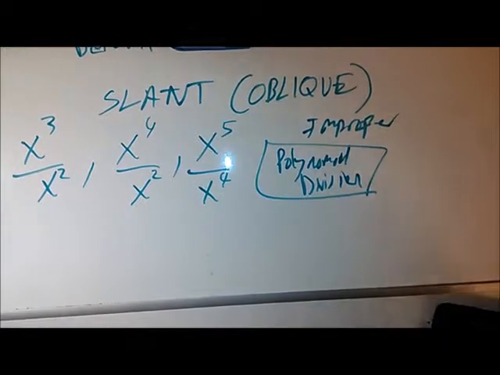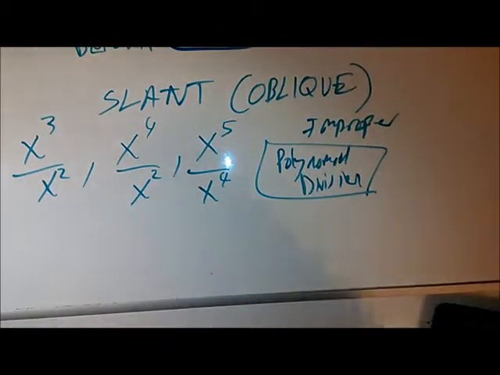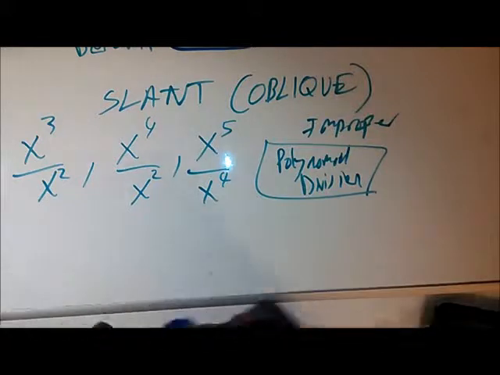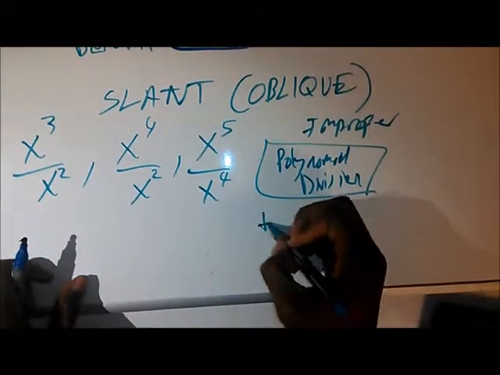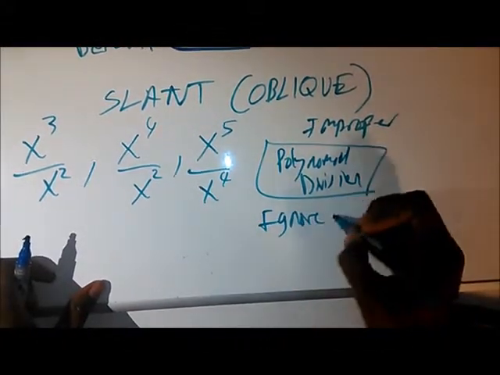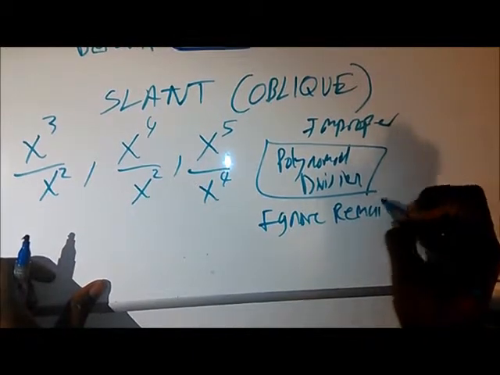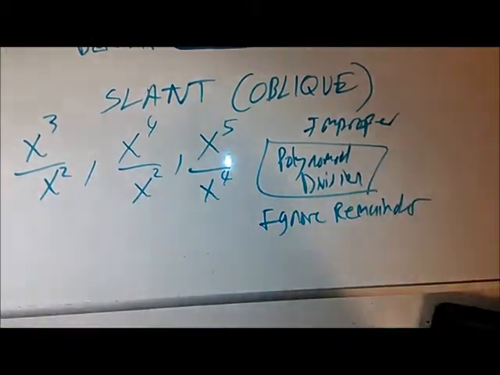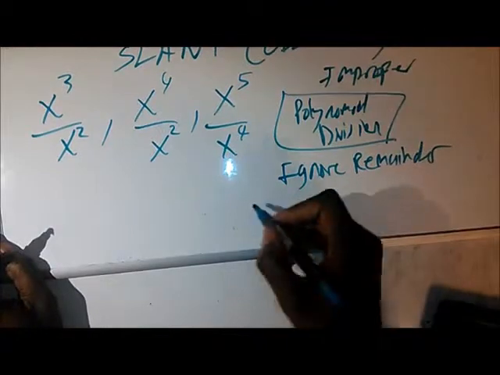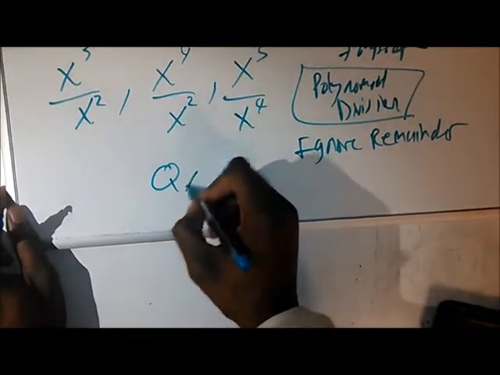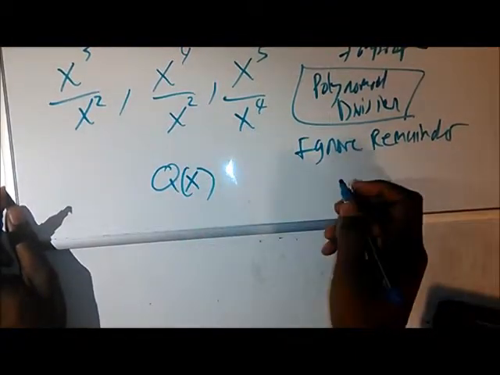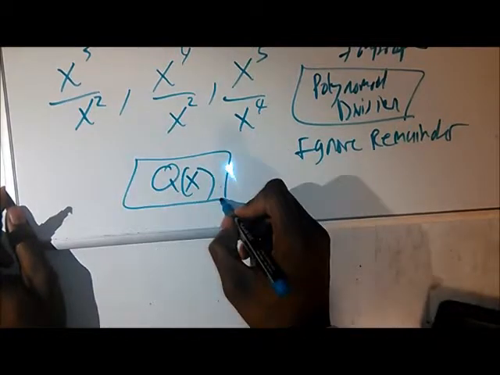Polynomial division, and you all remember that from previous lectures, right? After you do your polynomial division, you ignore the remainder. Ignore your remainder, and your answer is the q of x. I'm just giving you the concept; we'll do a real one later. Your answer will be your q of x.